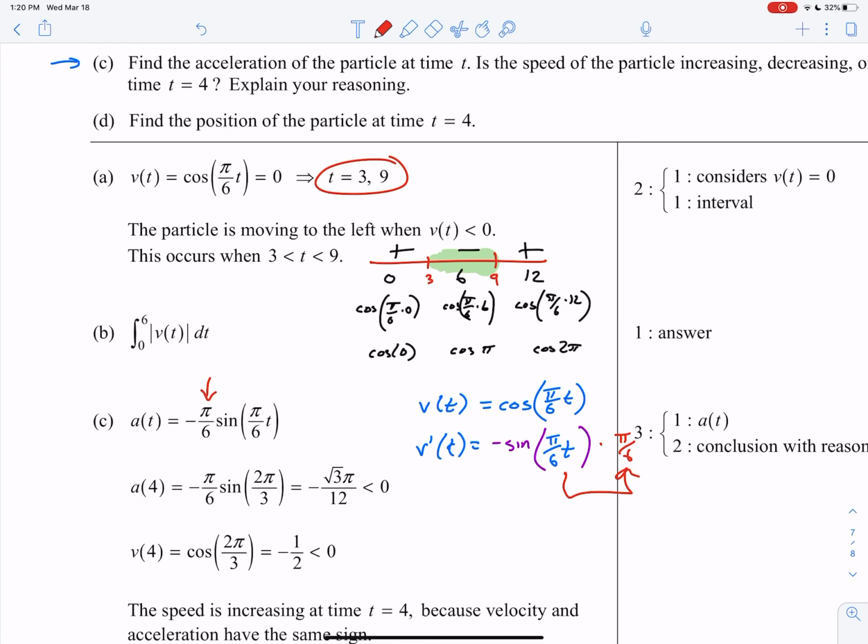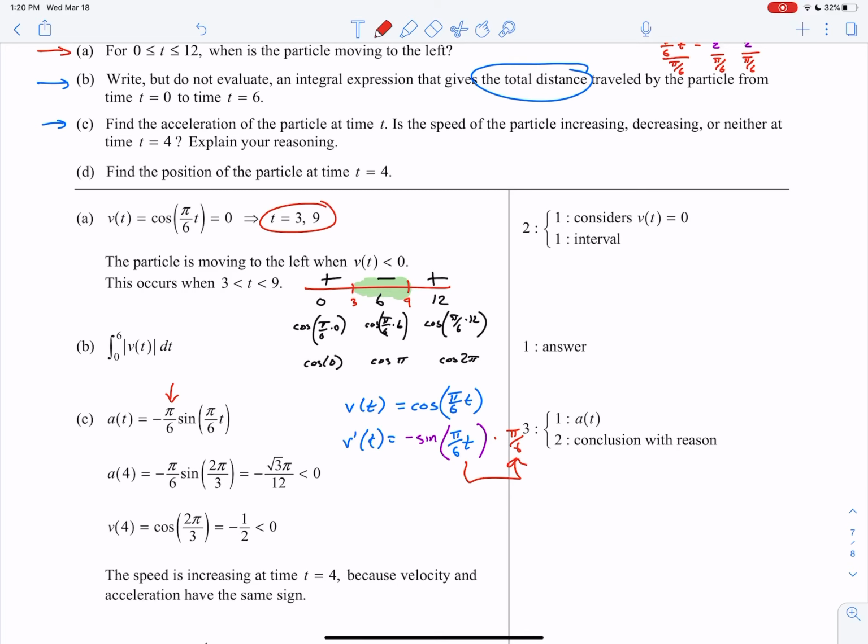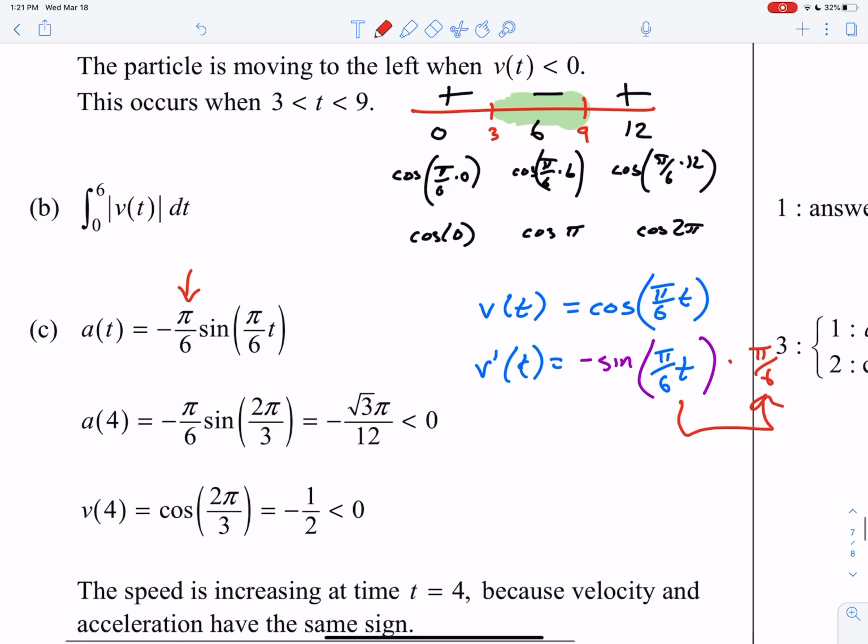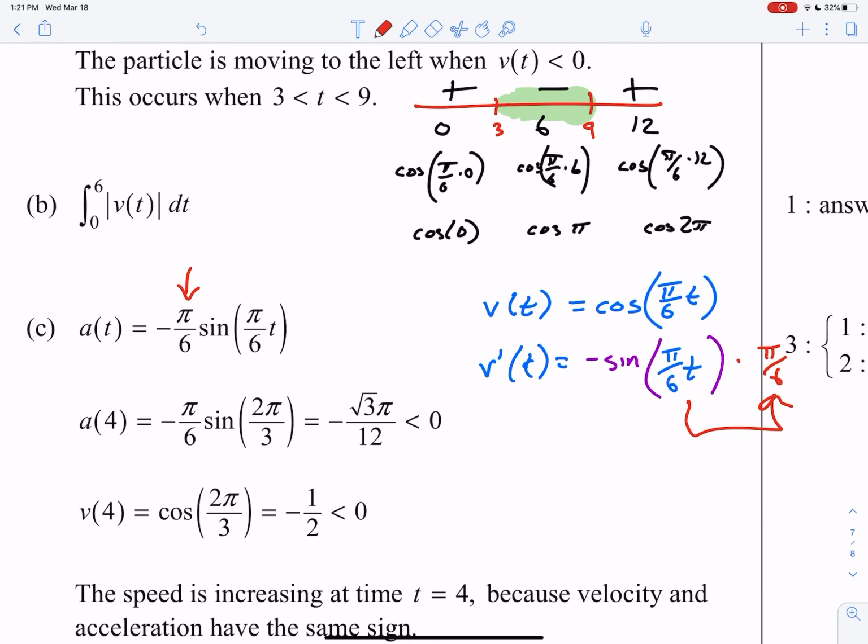That's fine too. Now they're asking you, is the speed increasing or decreasing? Remember, if you want to know if speed is increasing or decreasing, you need to know two things. You need to know whether the acceleration and velocity are going to share the same signs. Okay? So you plug in 4 because that's the time that we're interested in. So if you plug in 4 into acceleration, you're going to get this.